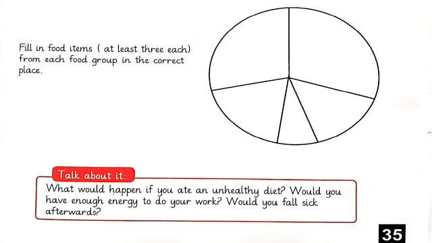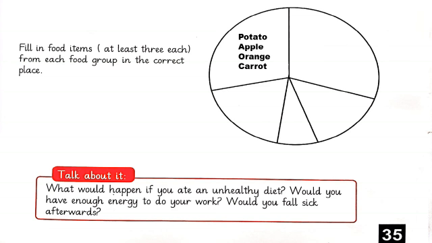Next is fill in food items, at least 3 from each food group, in the correct place. Dear students, you have to write at least 3 food items from each food group. Our first group is fruit and vegetables group. You have to write at least 3 food items from this group. Write potato, apple, orange, carrot.